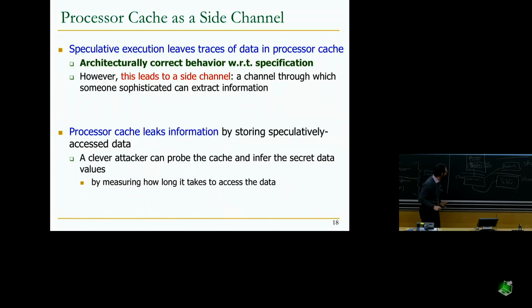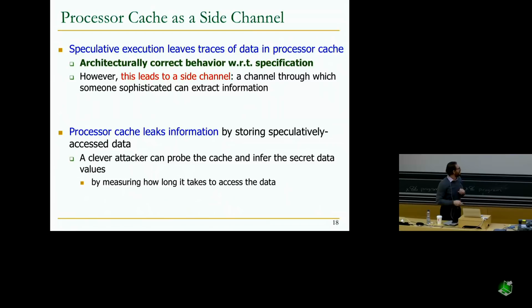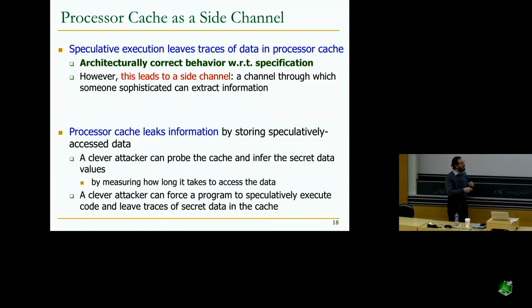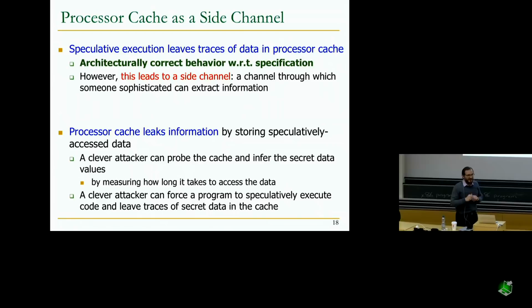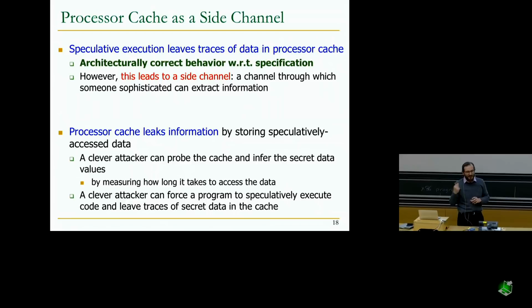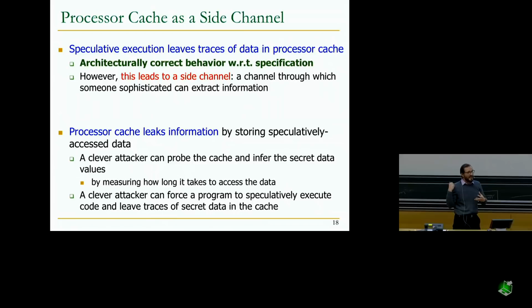Now it's more sophisticated, but I'm not going to go into the details of it now. Okay, and we said that a clever attacker can actually do much worse. It can force a program to speculatively execute code and leave traces of secret data in the cache. And there are multiple ways this could happen, but we will talk about how the processor guesses what to execute. Because there must be a mechanism to guess what code to execute, right? This is called branch prediction.